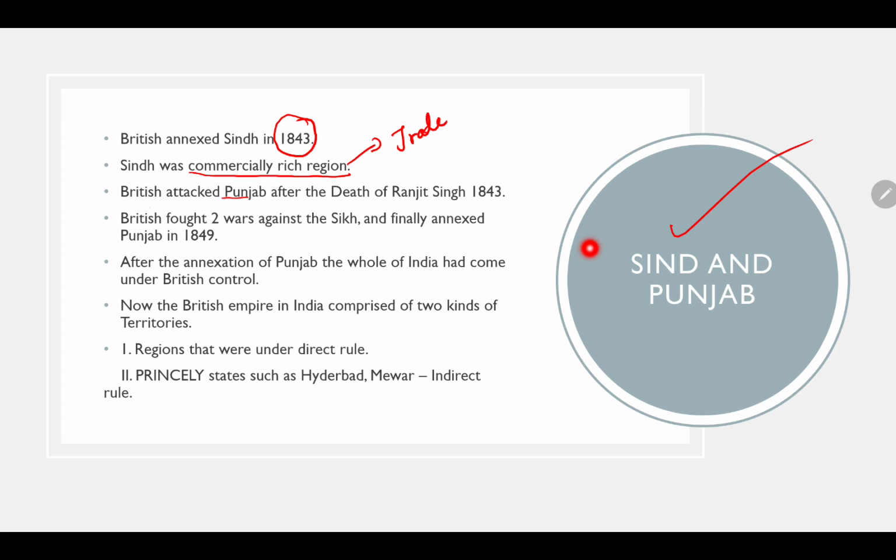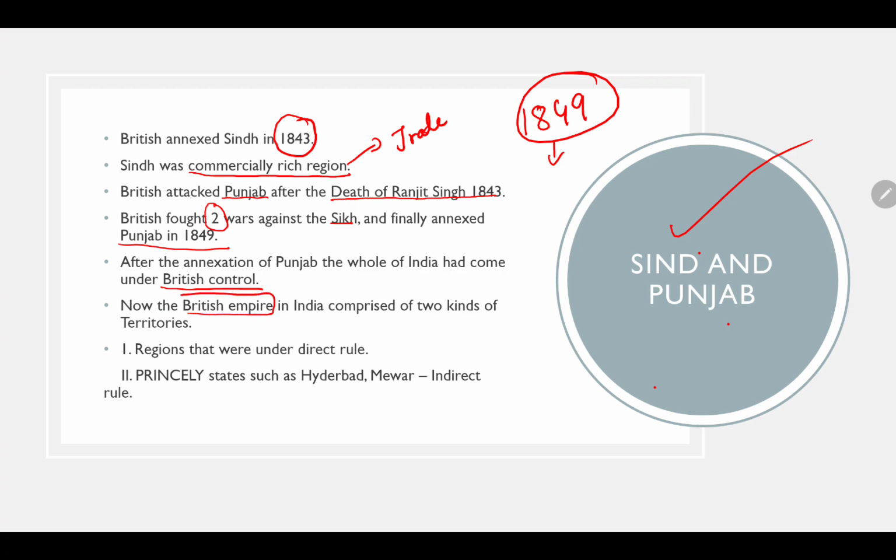The British attacked Punjab after the death of Ranjit Singh. They fought two wars against the Sikhs and finally annexed Punjab in 1849. Kindly remember this date, because when asked when Punjab was finally annexed, you need to give this date. After the annexation of Punjab, the whole of India had come under British control.